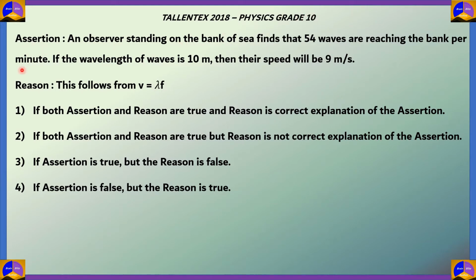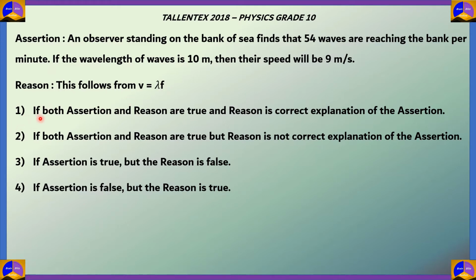So here we have an assertion and reason. We need to find out if the assertion and reason are true, and whether the reason is the correct explanation or not. So whether one of these four options is correct. Let's look at the assertion and reason. An observer standing on the bank of a sea finds that 54 waves are reaching the bank per minute. If the wavelength of the waves is 10 meters, then their speed will be 9 meters per second. Reason: this follows from v equals lambda f.